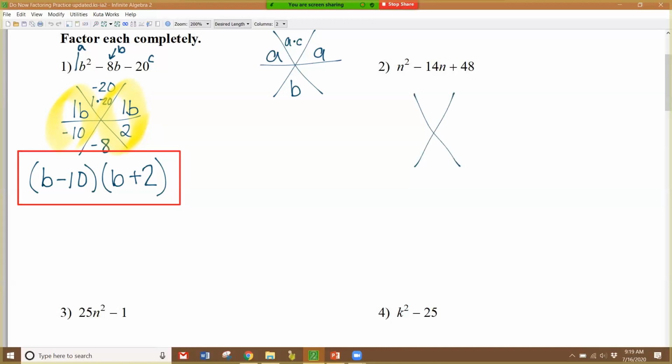Question number 2, same process. A is again 1, B is negative 14, and A times C is 1 times 48, which is 48. So 2 numbers that multiply to give me 48 and add to give me negative 14: negative 6 and negative 8. If you wrote negative 8 first, that's okay.